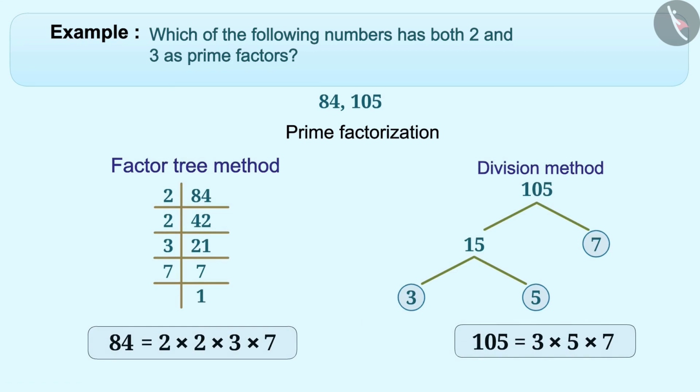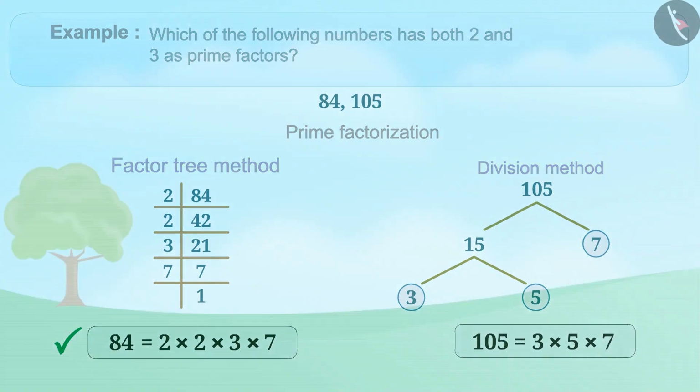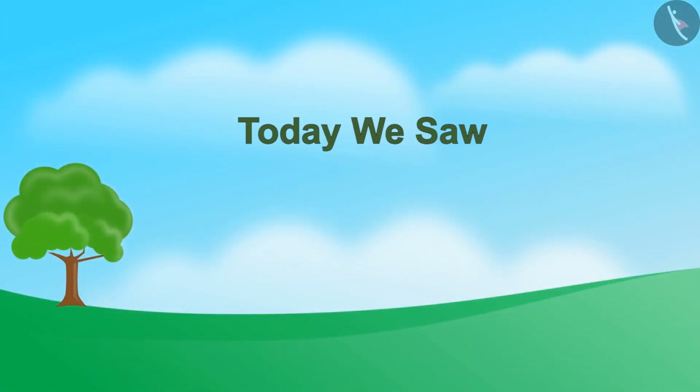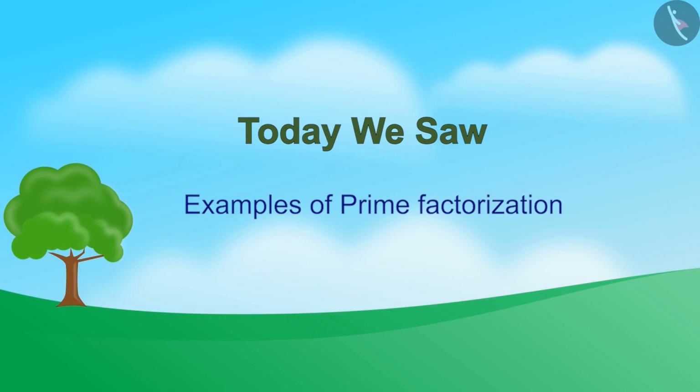As you can see, both the numbers 2 and 3 are the prime factors of 84 only. So the answer of the given question is 84. Today we saw some examples of the prime factorization. In the next video, we are going to see some misconceptions and common mistakes related to it.